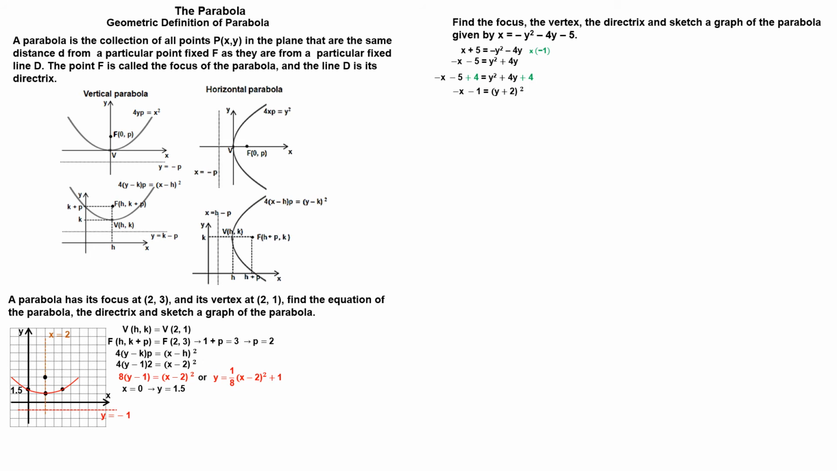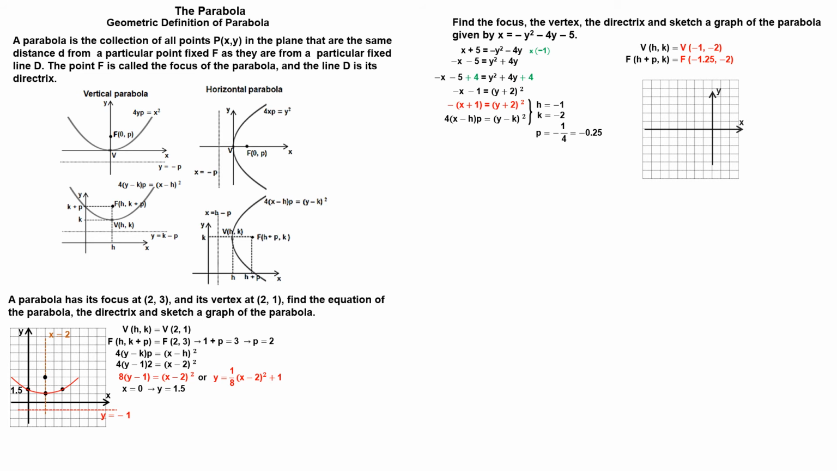We can obtain the vertex and focus by comparing the equation in general form and this equation. We can obtain the value of p as well. We locate the vertex and focus in the Cartesian plane. We can draw the axis of symmetry and the directrix line.